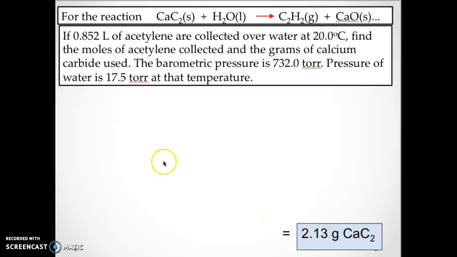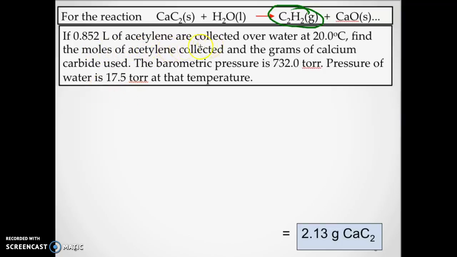Okay, so this problem right here is a little bit tricky. So what we have is a solid, a liquid, we're making a gas, and we're making a solid. It's already balanced. So we're given 0.852 liters of acetylene, which is this right here. It's collected over water at 20 degrees Celsius. We're going to assume the temperature of acetylene is also 20 because it's a mixture. You're going to find the moles of acetylene collected and the grams of calcium carbide. So 2 different substances, meaning that we know we're going to be using the mole ratio somewhere.